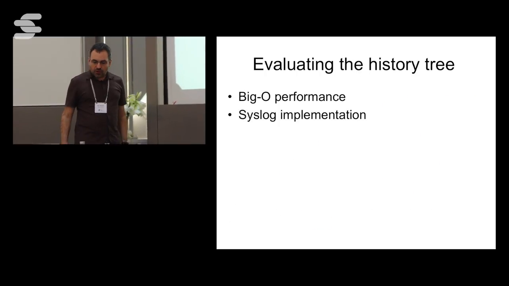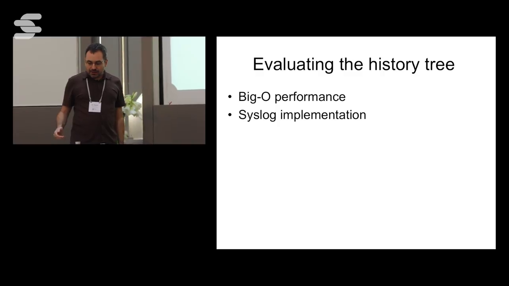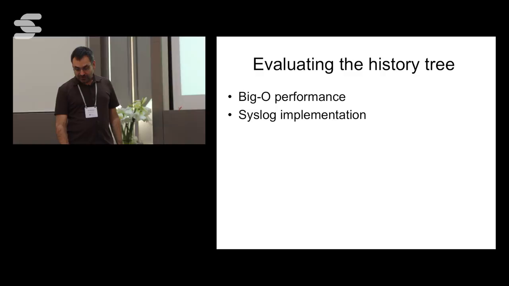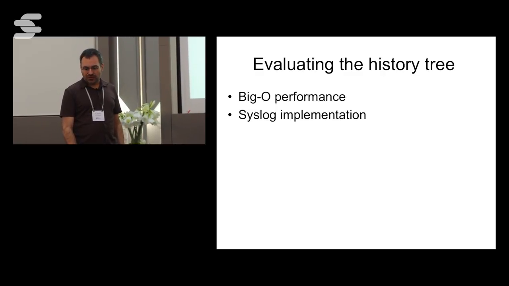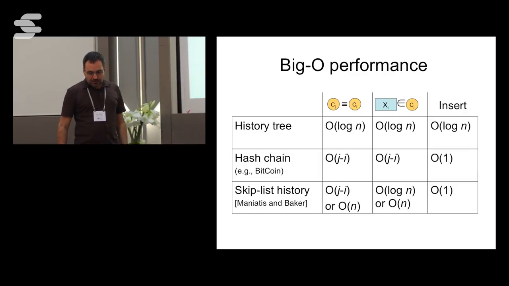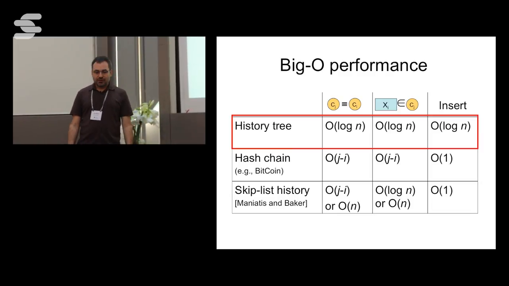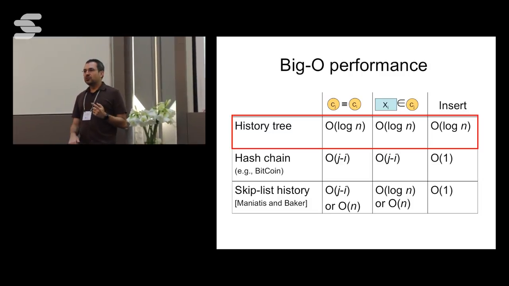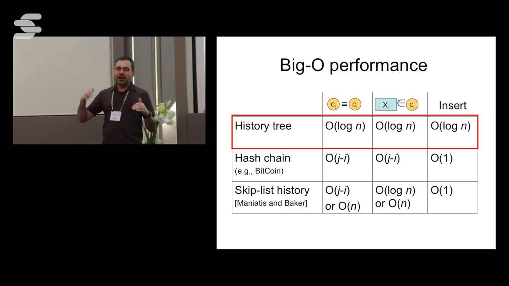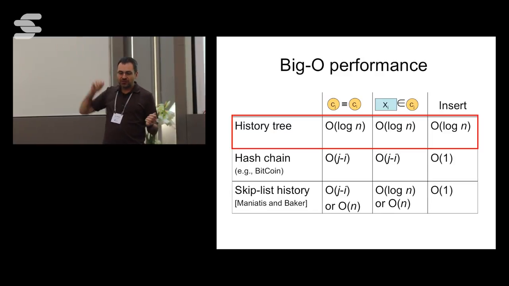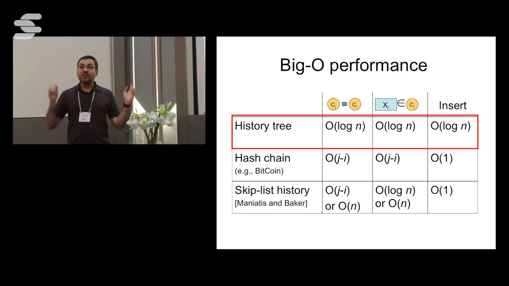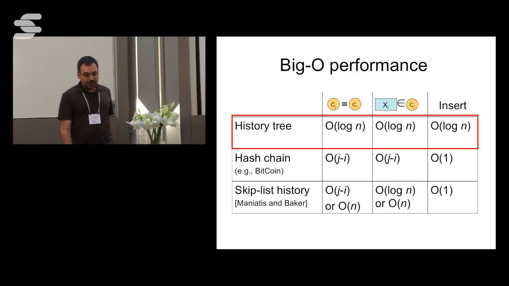All right, so we built it, we ran it, and we even built it as a syslog implementation, like standard Berkeley Unix syslog. So first, the big O performance. Our history tree is logarithmic for everything. Logarithmic for proving two commits are consistent, logarithmic for membership proofs that something in the history is consistent with a given commitment, inserts are logarithmic, everything is log n. So that's fantastic.